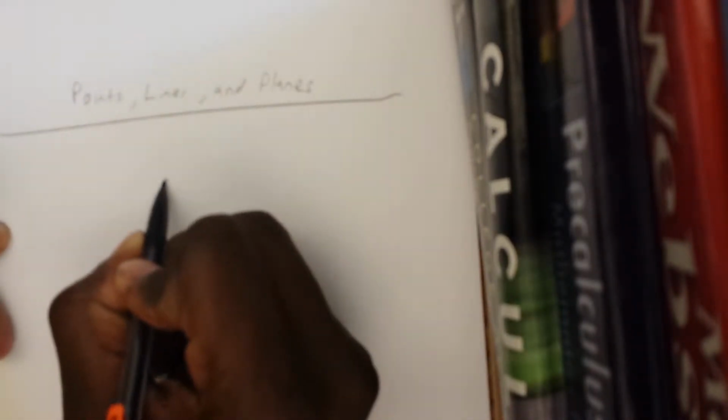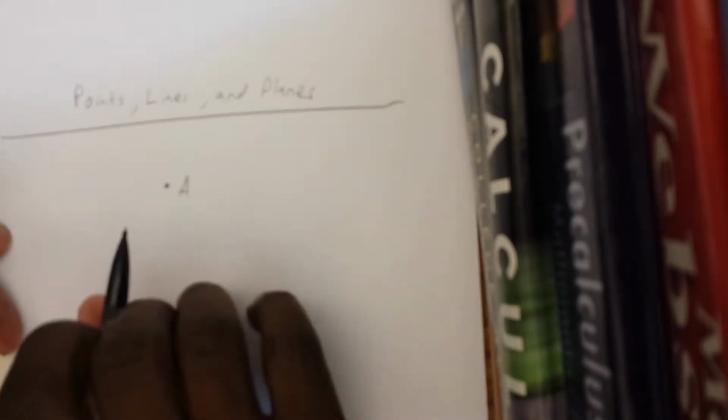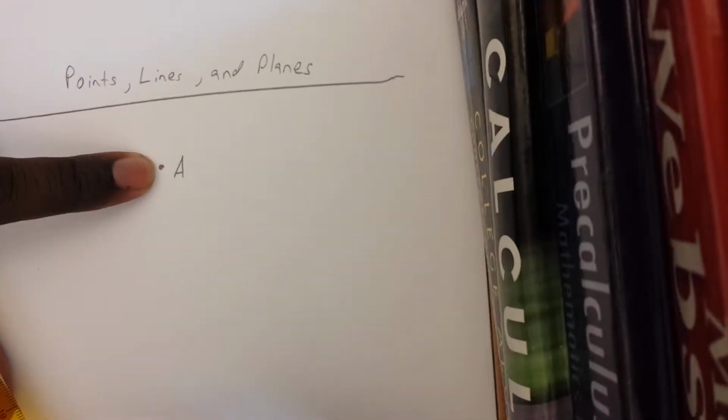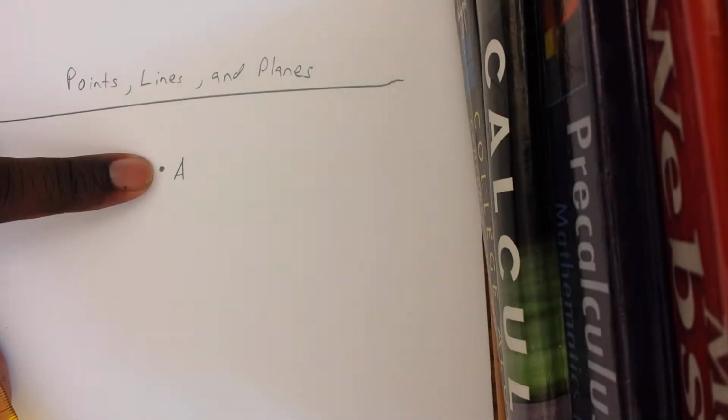But basically a point is represented by a capital letter. It could be A, it could be B, it could be C, and so forth. And a point has no size. So even though I drew it and it looks this big, it really has no size whatsoever. It can be smaller than that. It has no real size.